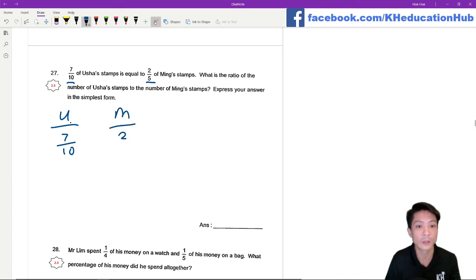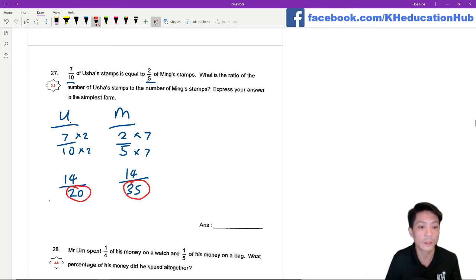Ming is 2/5. Okay, since they are equal, we're gonna make the numerator the same. So times 2, times 2, times 7, times 7. So this will give me a 14/20. This will give me a 14/35. Okay, so remember the denominator will tell you that Yusha has 20 units. Okay, and then Ming will have 35 units.